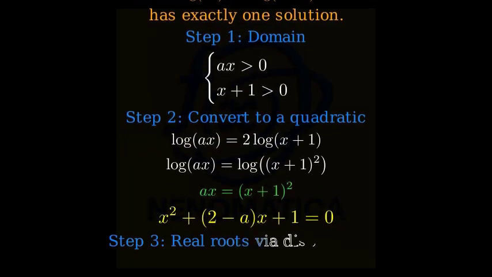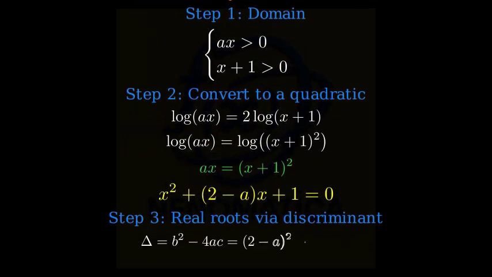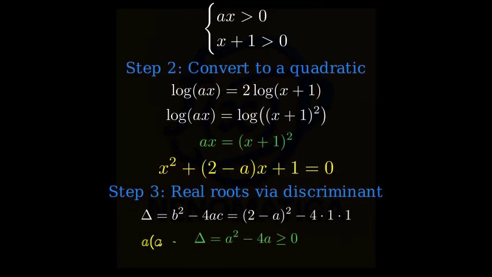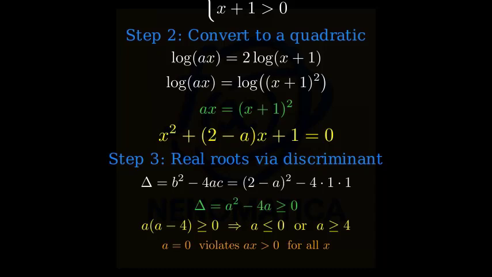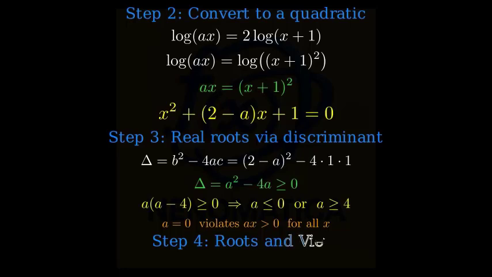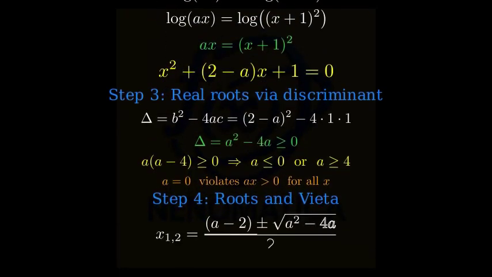For the quadratic to have real roots, we need the discriminant at least 0. The discriminant is the square of a minus 2 minus 4, which simplifies to a squared minus 4a, so a is less than or equal to 0 or a is greater than or equal to 4. Note that when a equals 0, the domain condition ax greater than 0 fails for all x, so a equals 0 is excluded. Let's write the two roots explicitly and also record Vieta's relations.